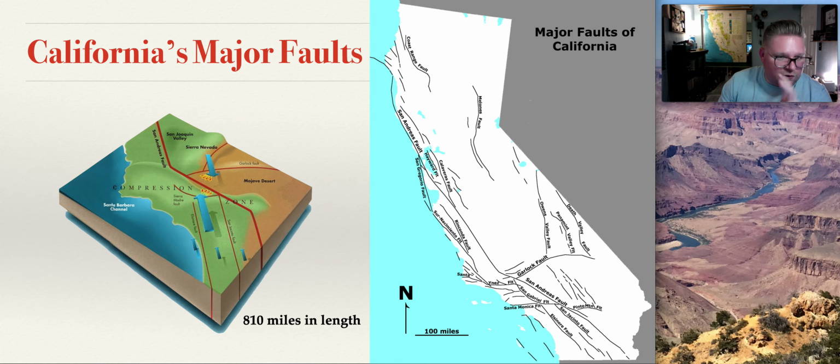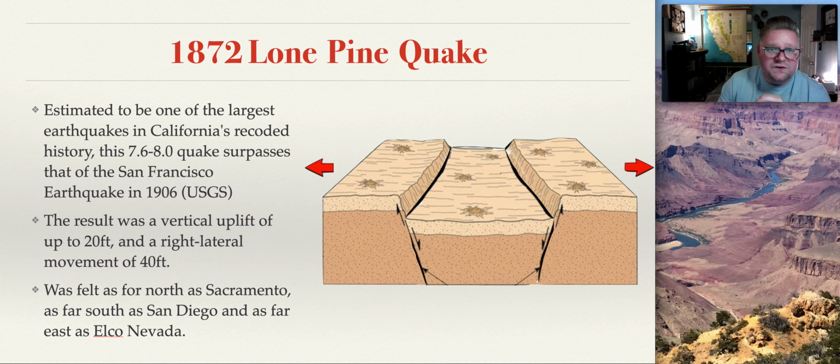Let's talk about two earthquakes. This one, I'm sure you remember it. I'm kidding. It's the 1872 Lone Pine earthquake. We don't know how big it was because at that point, we were studying earthquakes, but we didn't really have a way to measure the energy. The only thing that we can do is measure the energy based off of the displacement. So what does that mean?